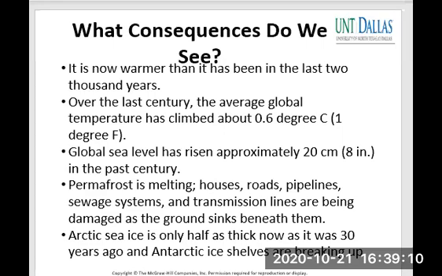Global sea level has risen approximately 20 centimeters. The permafrost is melting. Houses, roads, pipelines, sewage systems, and transmission lines are being damaged as the ground sinks beneath them. The Arctic sea ice is only half as thick now as it was 30 years ago, and Antarctic ice shelves are breaking up.